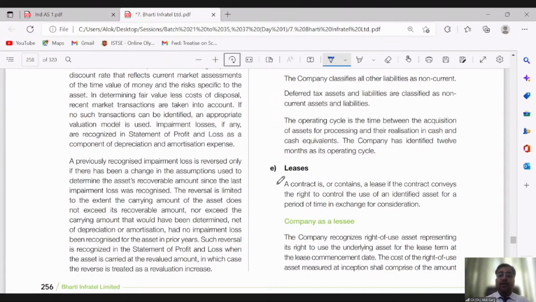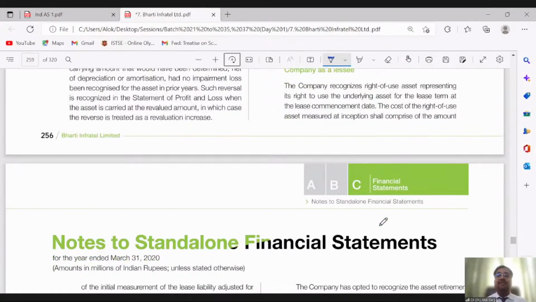For example, leases. This company, Bharti Infratel Limited, is a lease company, which provides towers on a lease basis. So guys, if I'm talking about a lease, management has to apply judgment for calculating the non-cancelable lease term. Why? Because you have to do the lease accounting over the non-cancelable lease term, right? While calculating it, management has to take a lot of judgment into consideration, whether only the primary period needs to be covered or the secondary period is also required to be covered, whether it is an operating lease or a finance lease, right?